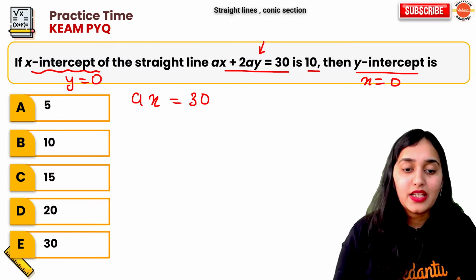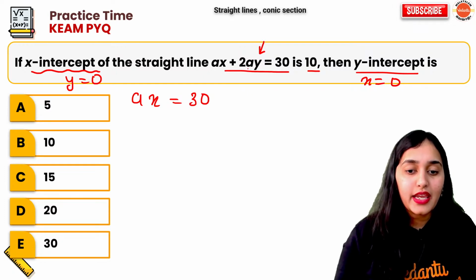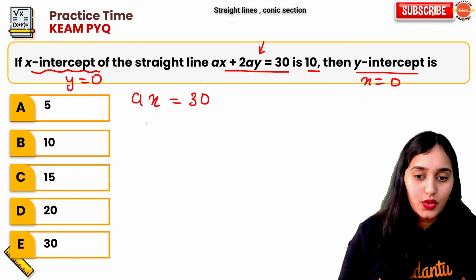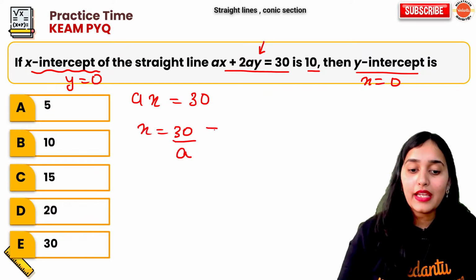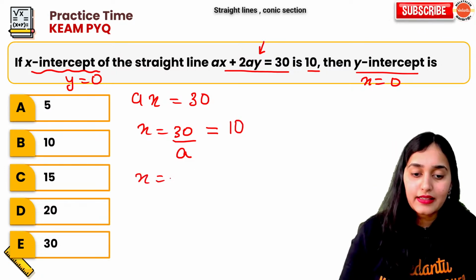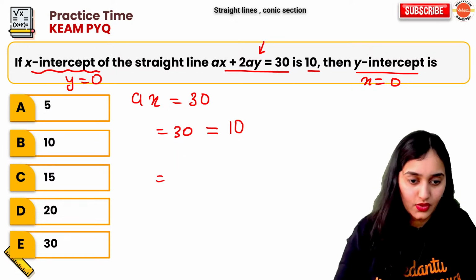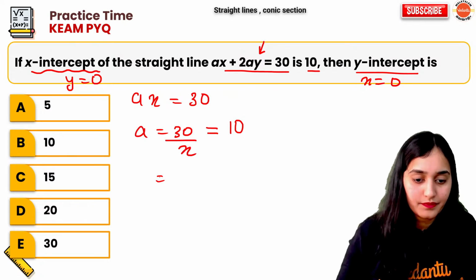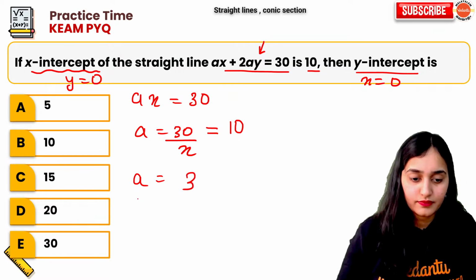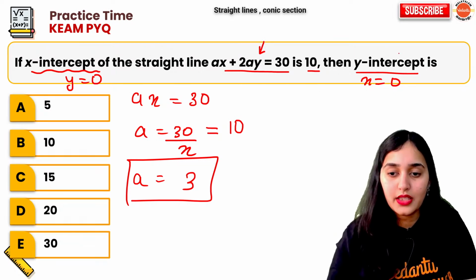Am I right or not? So, basically, when you are putting the x-intercept here, you are getting ax is equal to 30. So x is equal to 30 upon a, and 30 upon a is given as 10, right? So you are getting a as 3.